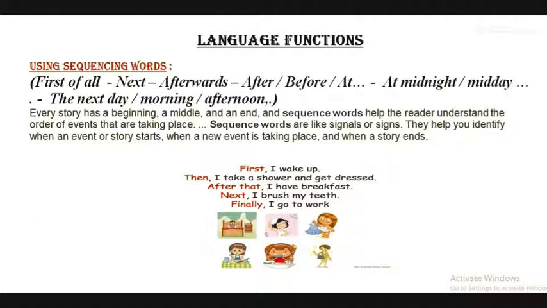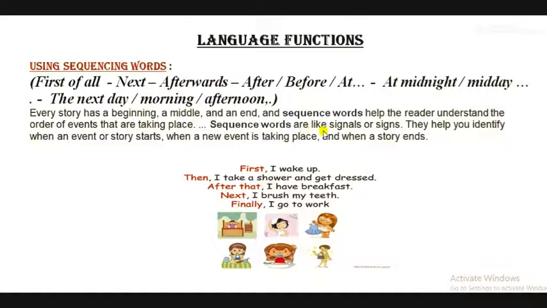Now let's discuss and explain the language functions using sequencing words: first of all, next, afterwards, after, before, at. For example, after dinner, before dinner, at midnight, at midday, the next day, the next morning, the next afternoon. Every story has a beginning, a middle, and an end. And sequence words help the reader understand the order of events that are taking place.